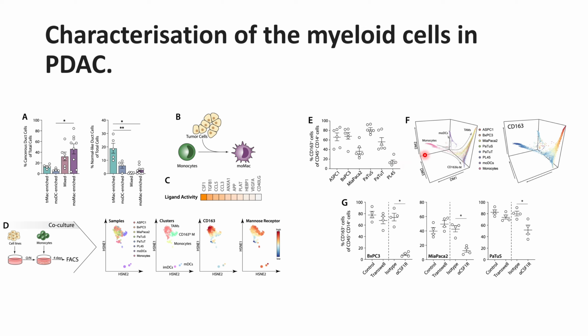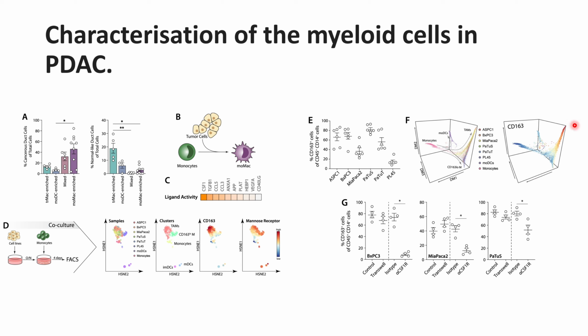So they further validated these results using dimensional reduction analysis, and they can see that the monocyte is differentiated into this TAM, and also into the CD163 low macrophages. And some of the monocytes are also differentiated towards dendritic cells. So this is the analysis in terms of the CD163.